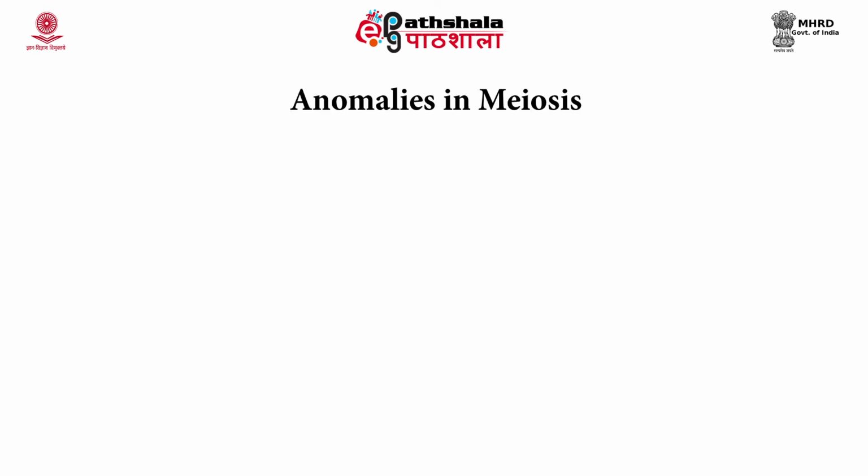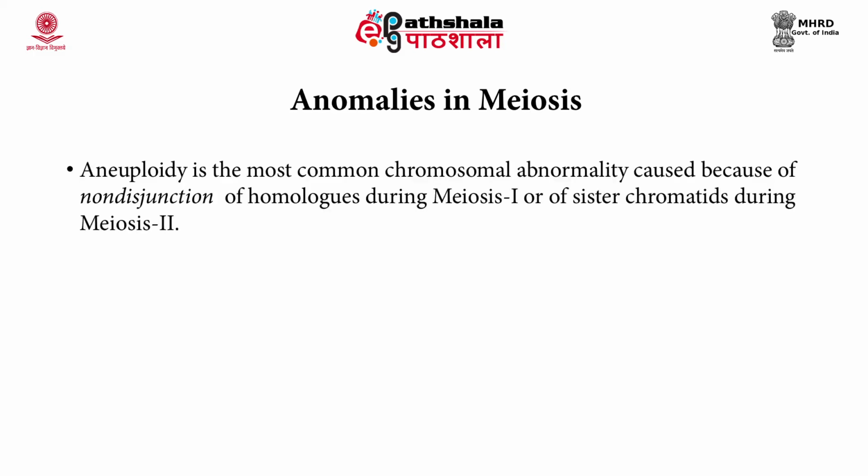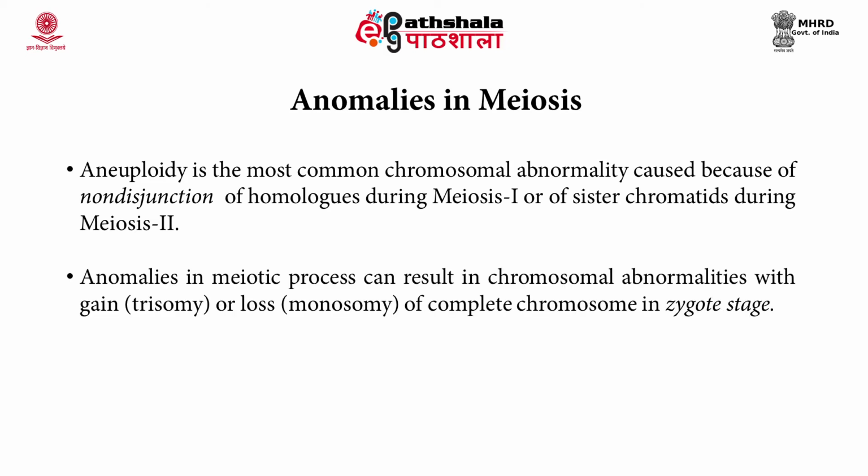Anomalies in meiosis. Being a detailed process, meiosis is prone to errors. Aneuploidy is the most common chromosomal abnormality, caused by non-disjunction of homologues during meiosis I or of sister chromatids during meiosis II. Anomalies in the meiotic process can result in chromosomal abnormalities with gain or loss of a complete chromosome in the zygote stage.